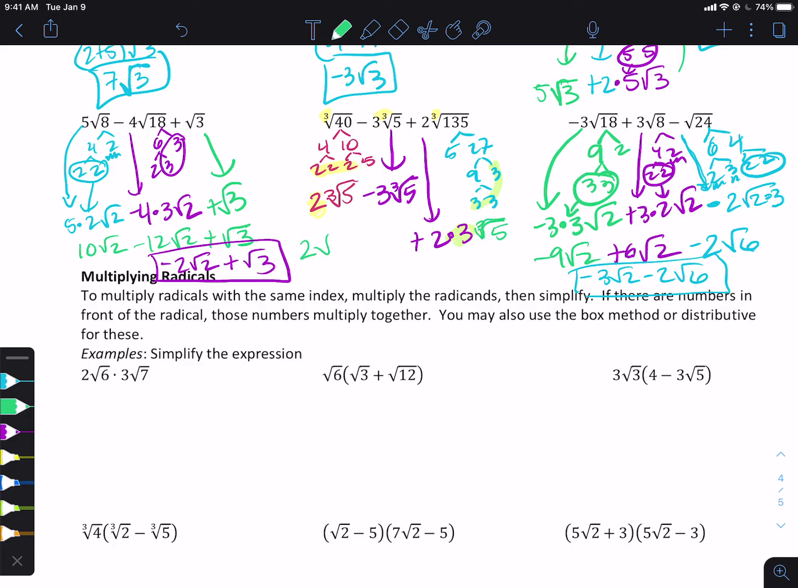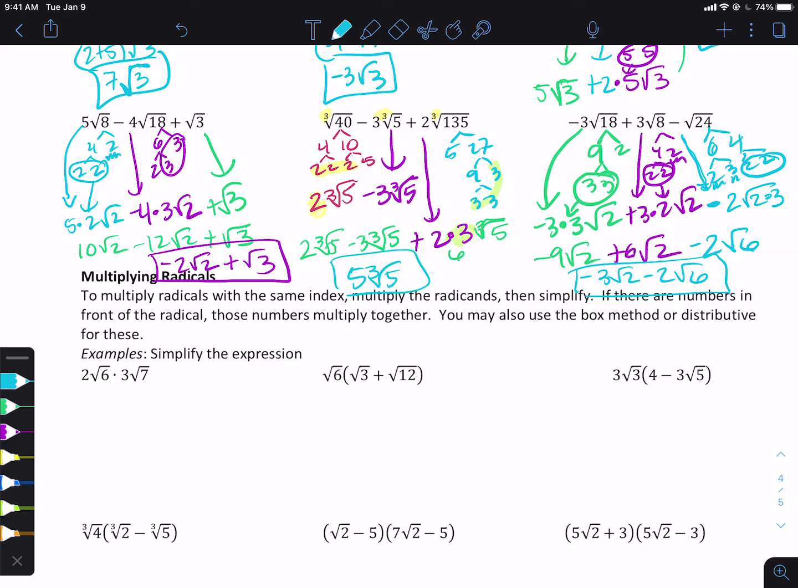So these can still be 2 cube root of 5 minus 3 cube root of 5. And then this turns into really 6 cube root of 5. So I'm just going to write 6 below it. So these are all cube roots of 5. So since they're all cube roots and they all have a radicand of 5, I can add all of them together. So we're going to do 2 minus 3, which is negative 1. Negative 1 plus the 6 gives us 5. So we have 5 cube root of 5.